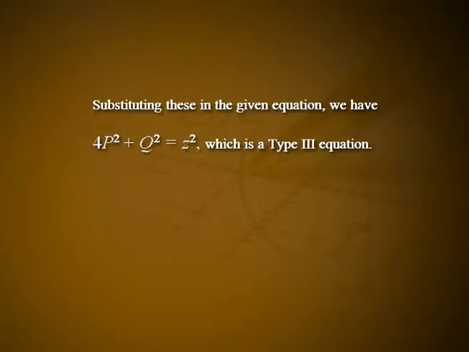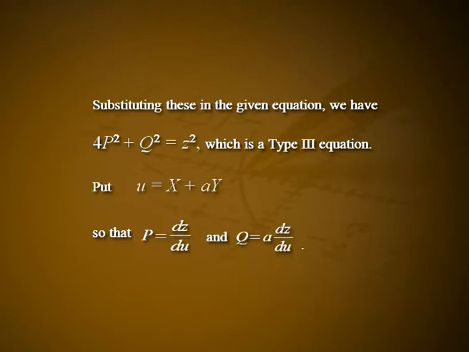Therefore, capital P is equal to ∂z/∂X, which is equal to p into 1 by 2x, and capital Q is equal to ∂z/∂Y, which is equal to qy. That is, x raised to minus 1 into p is equal to 2 into capital P, and yq is equal to capital Q. Substituting this in the given equation, we have 4 into capital P square plus capital Q square is equal to z square, which is a type 3 equation.